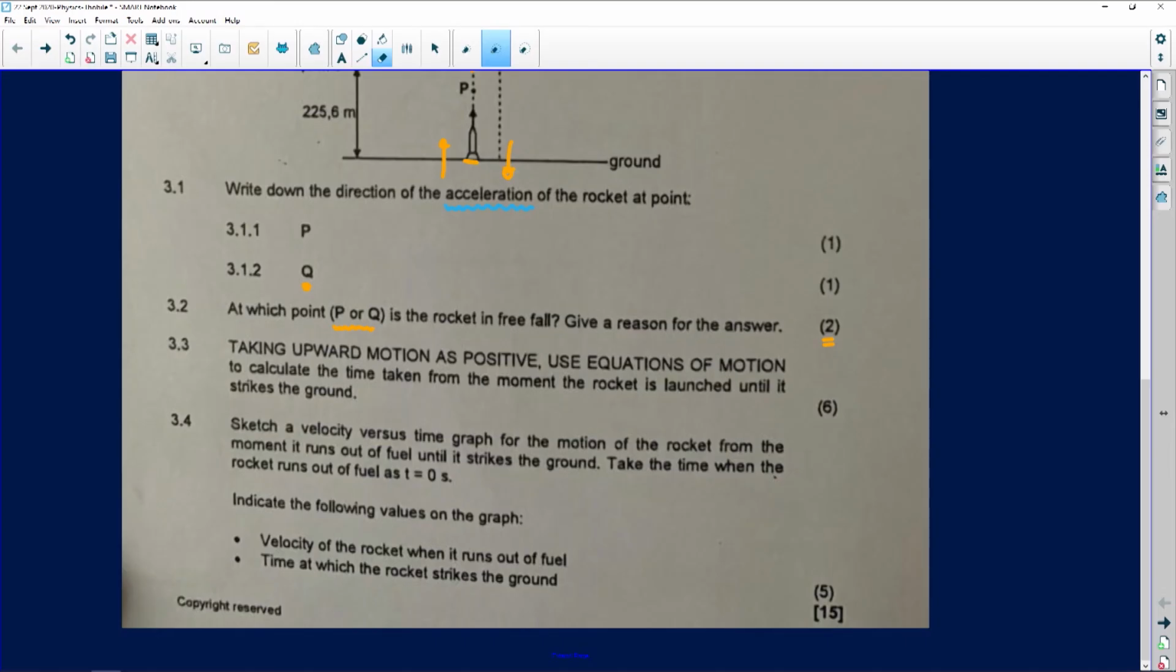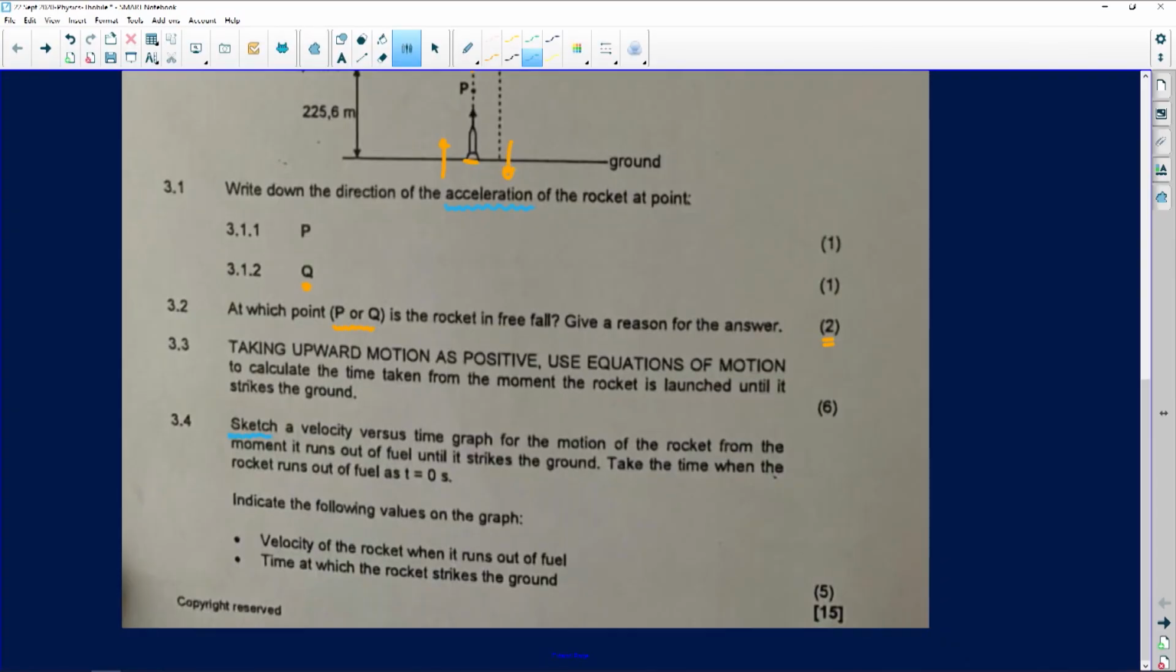And 3.4 says sketch. Now, my darlings, if you see the word sketch, it means you need to draw. Number one, we do not draw with a pen or a blue pen or a green pen. No, you must use a sharp pencil. You must use a ruler, right? Remember, you must be an architect. It must look presentable and the examiner needs to see fully what is actually going on.